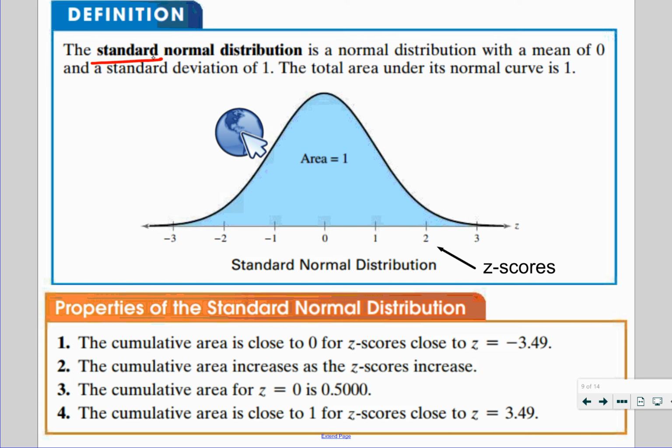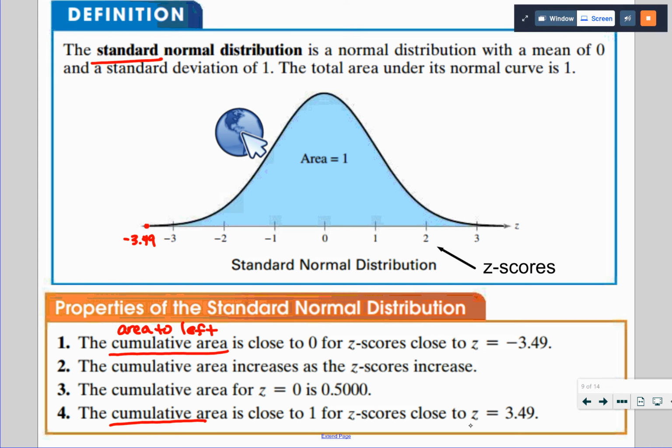First of all, when it says cumulative area, that is area to the left of that specific number that we're looking at, okay? So if I want the area to the left of -3.49, which would be like way over there, we pretty much say, because it's so far down on that side of the curve, that it's approximately 0 is the area to the left of that. And if we want the cumulative area for a z-score of positive 3.49, because that number is so far to the right, we say the cumulative area is pretty much 1, because we are encompassing pretty much our entire curve.